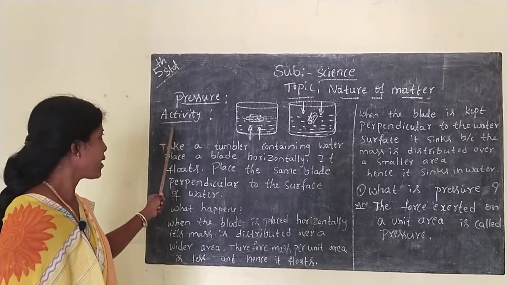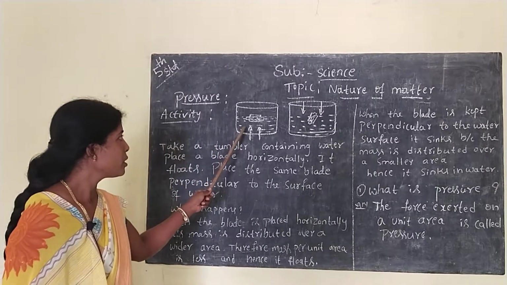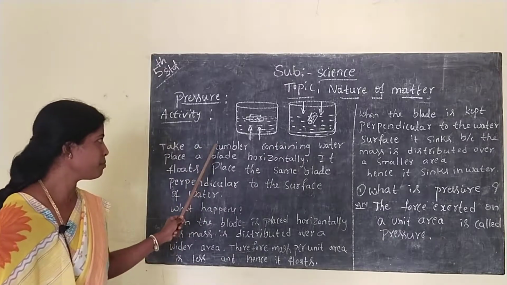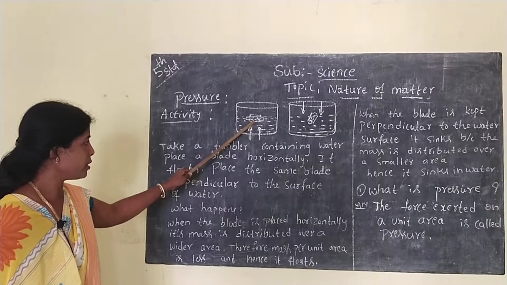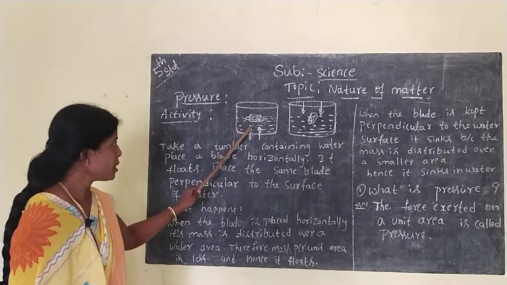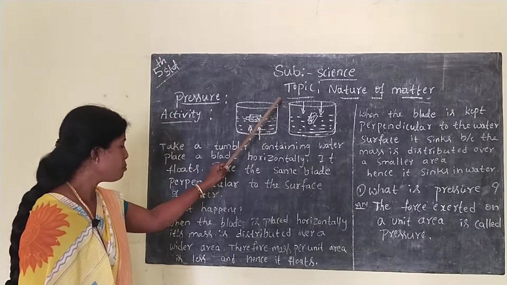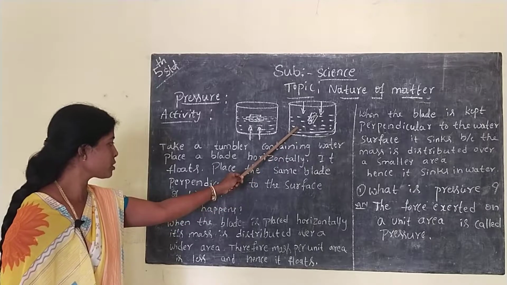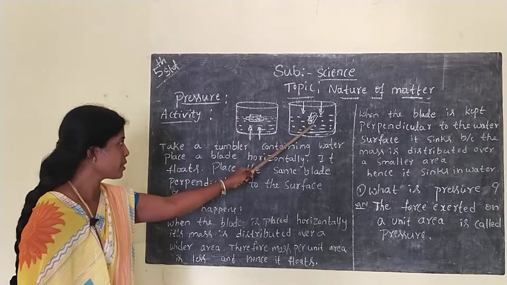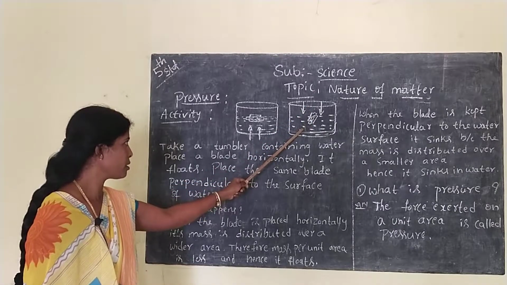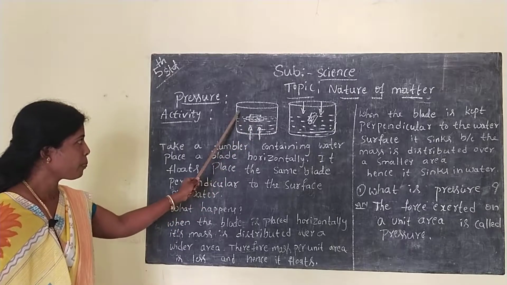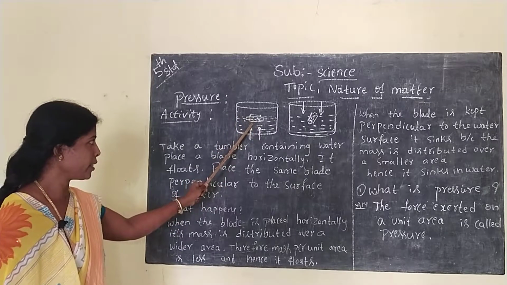We do one activity. Take a tumbler containing water, place a blade horizontally. It floats. Place the same blade perpendicular to the surface of the water. What happens? Here the blade sinks. In first case, the blade will float.